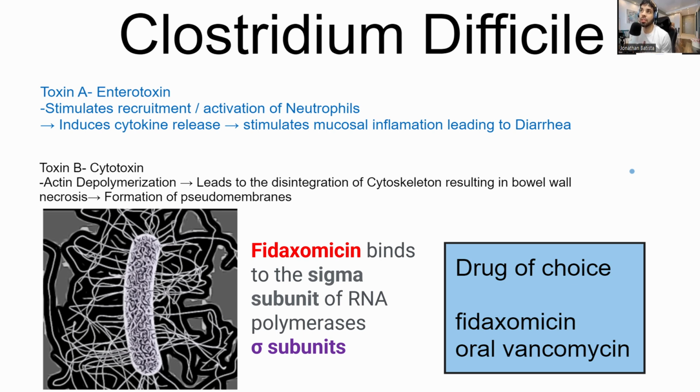And toxin B is what they call the bad one. This is the cytotoxic one, meaning that it is going to target the cells in the GI tract, actually causing destruction of that cell, right? Actin depolymerization, which leads to the disintegration of the cytoskeleton. Now, I was very particular in writing this word cytoskeleton, and I'll show you why later.